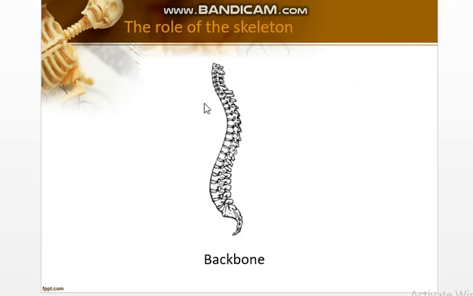And here is our backbone. It looks like this. The backbone is a very long bone that is located on your back. It helps you bend your body, so you can bend your body to the sides and back and forth because you have a backbone.